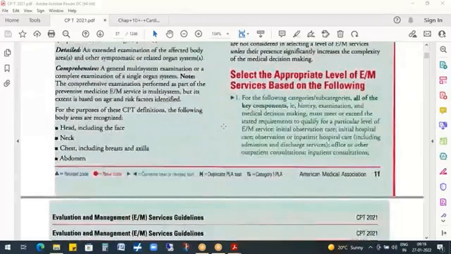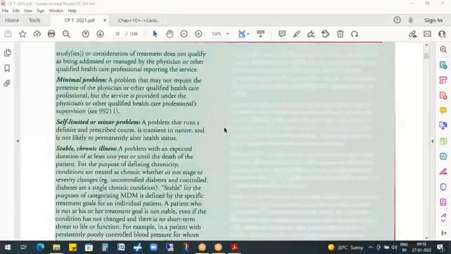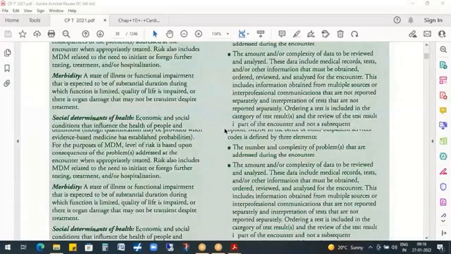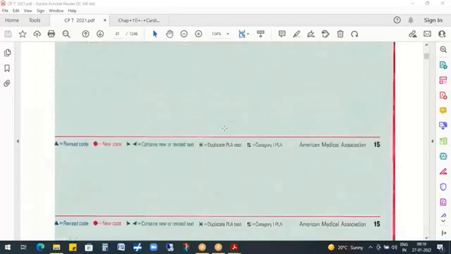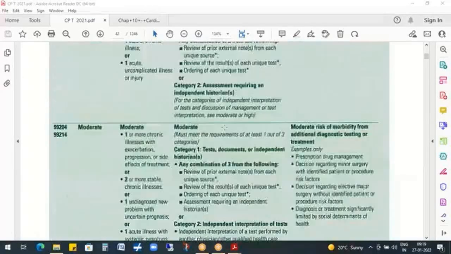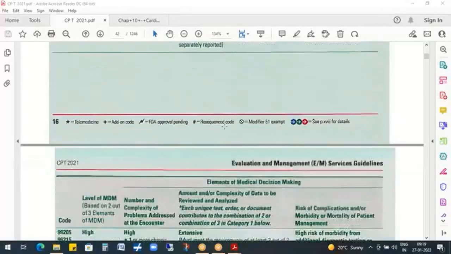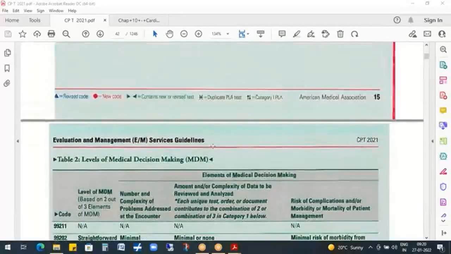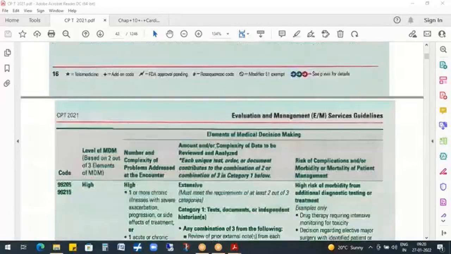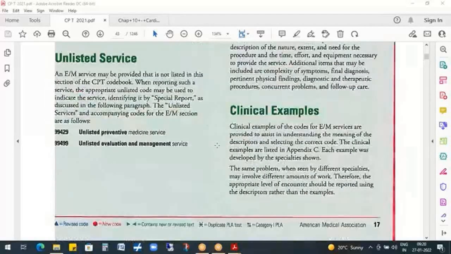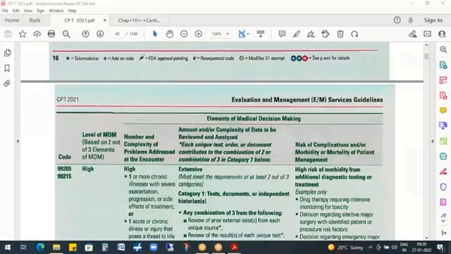This table is used only for outpatients nowadays. You can see the page numbers 615, 16, 17. That table we are following. It is already in your CPT book. Pages 615, 16, 17 have the MDM table.